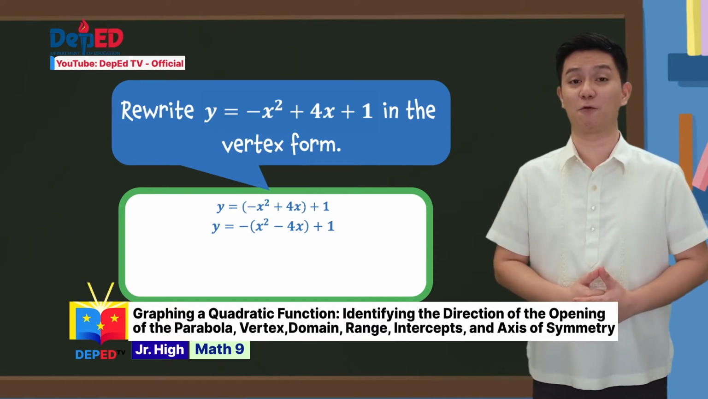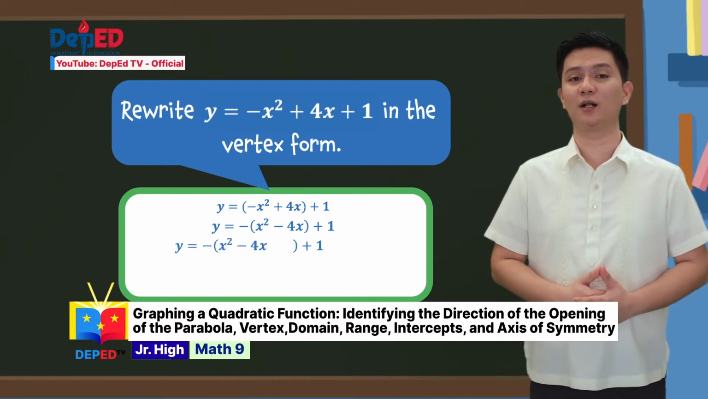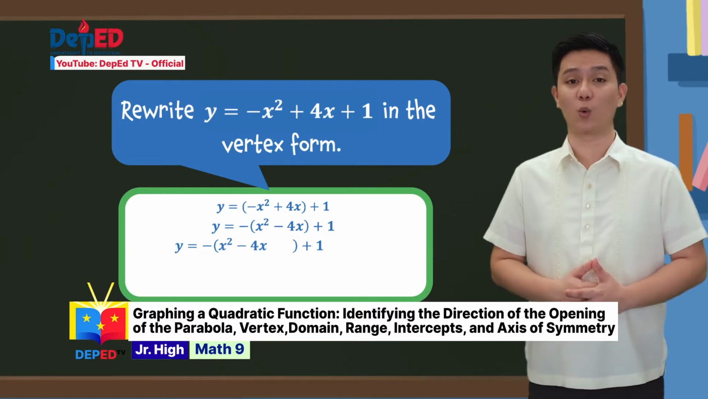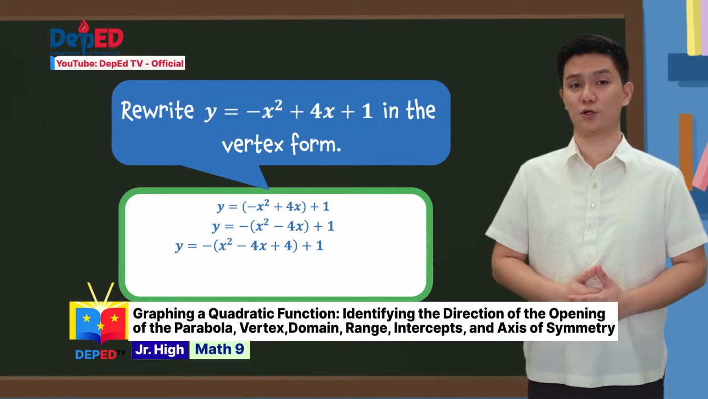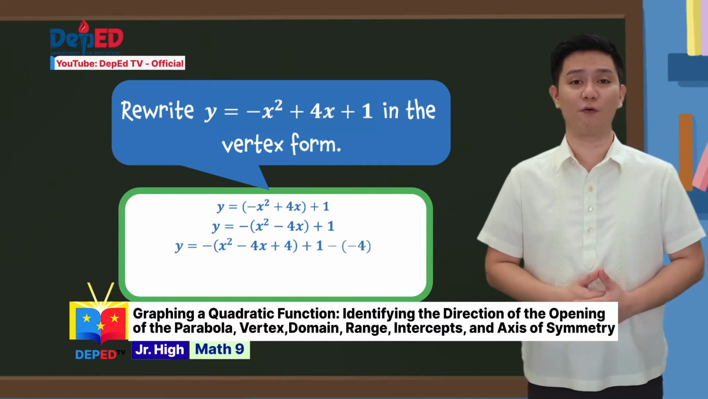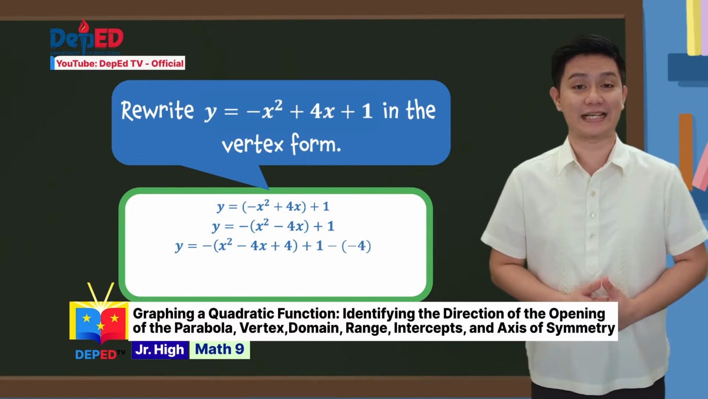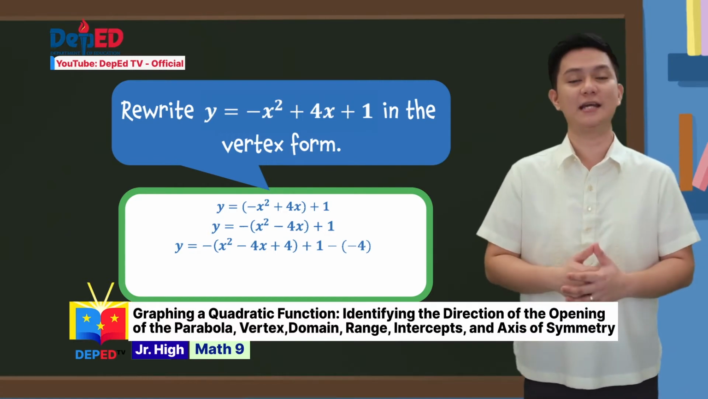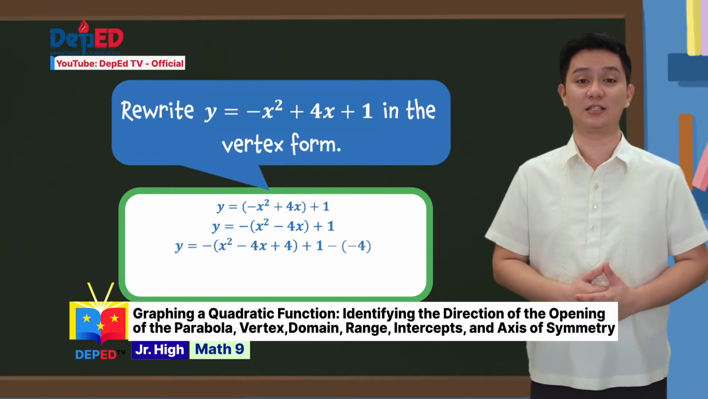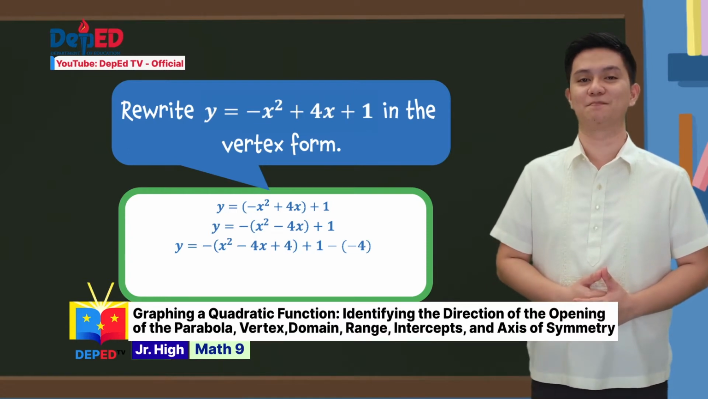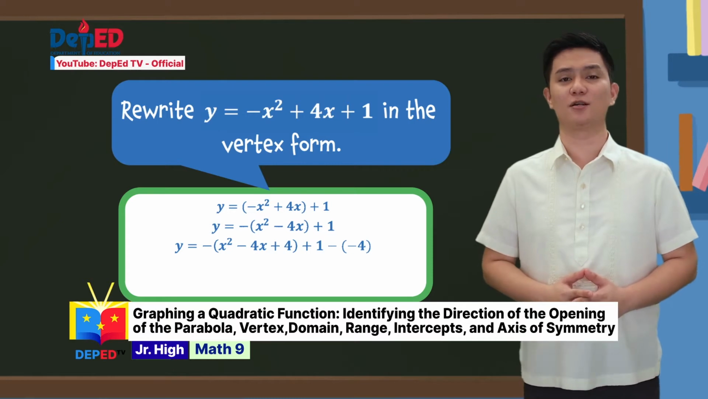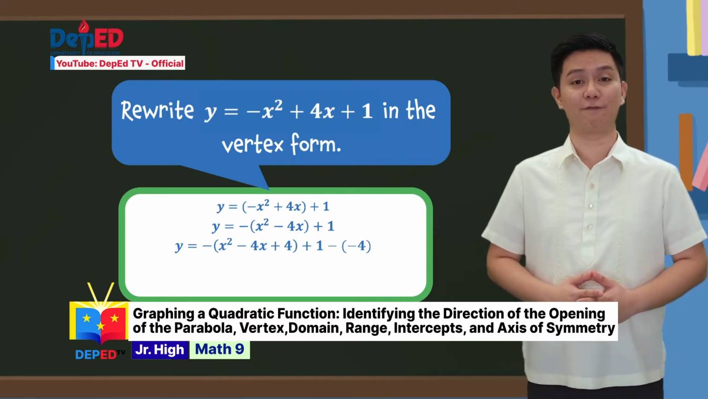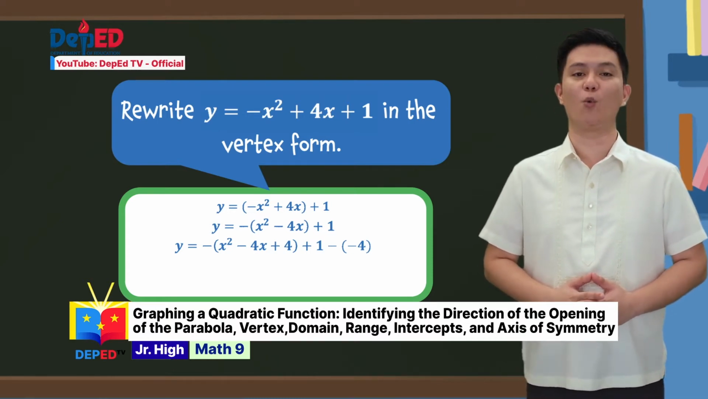We complete the square by adding to the binomial in the parenthesis the square of half of negative 4, which is 4. Then, we subtract from the constant term 1 the product of 4 and the leading coefficient, which is negative 1, which is why there is a negative sign beside the open parenthesis. The product of 4 and negative 1 is negative 4, so we subtract negative 4 from the constant term 1.